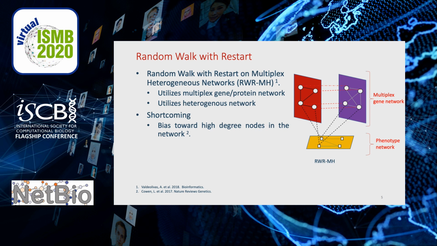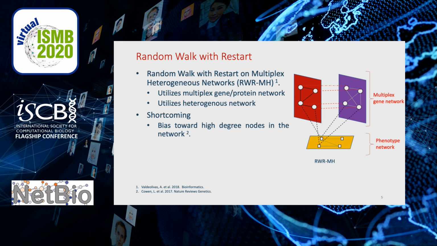Random walk with restart is a particular type of network propagation algorithm. Recently, random walk with restart on multiplex heterogeneous networks has been developed. Here the figure shows this multiplex heterogeneous network. It is multiplex because random walk can utilize multiple layers of gene networks as it is shown in the upper part of the figure. The circle nodes in the upper part show the genes, and one layer could be a co-expression layer, the other layer could be a PPI layer.